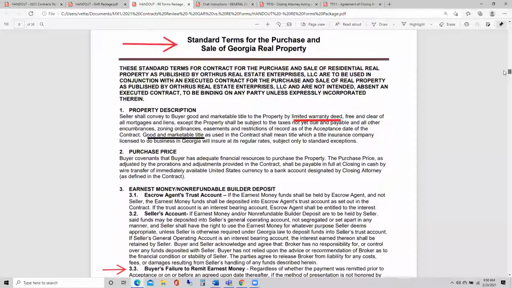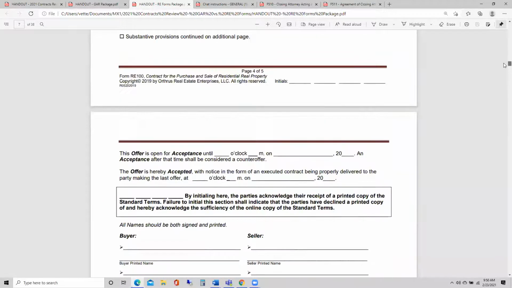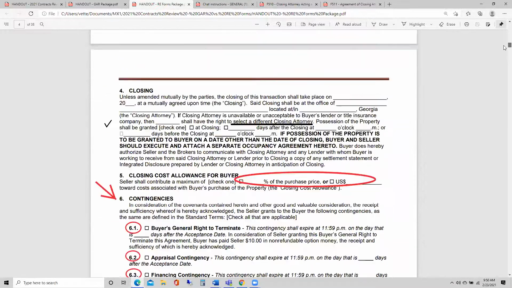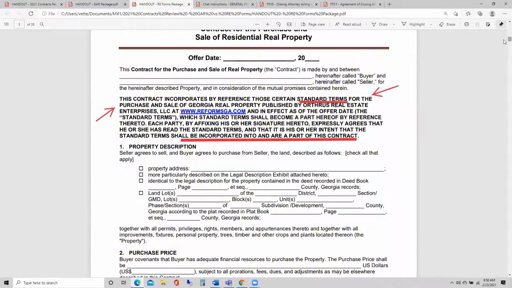So again, as part of your customer service, being a good real estate agent, I strongly suggest that you download it just like you would any exhibit in the purchase and sale and reference it as an exhibit because it's incorporated anyway.